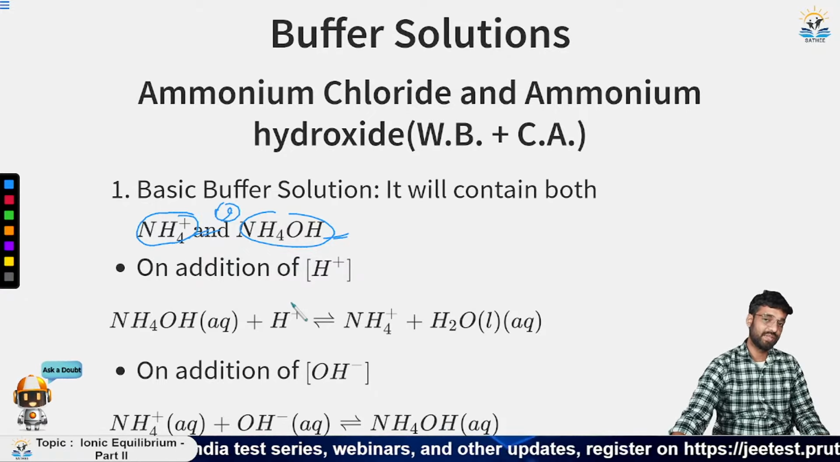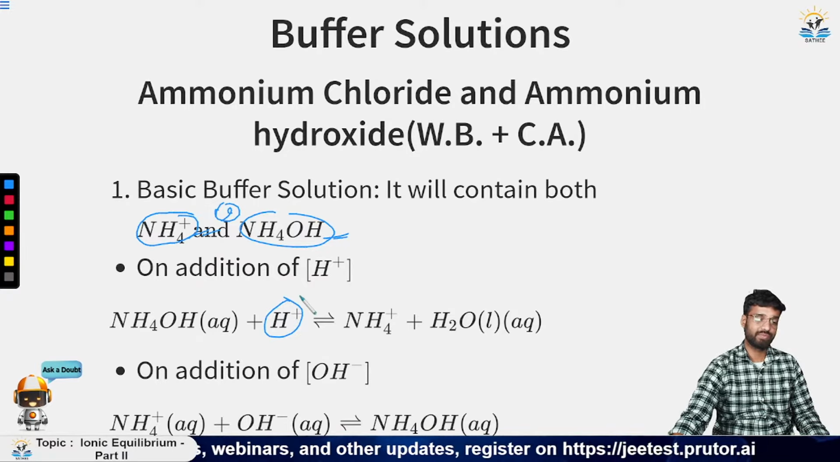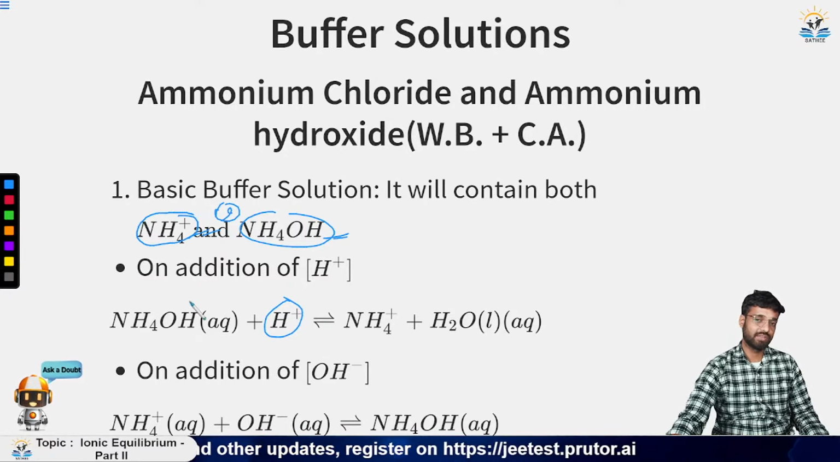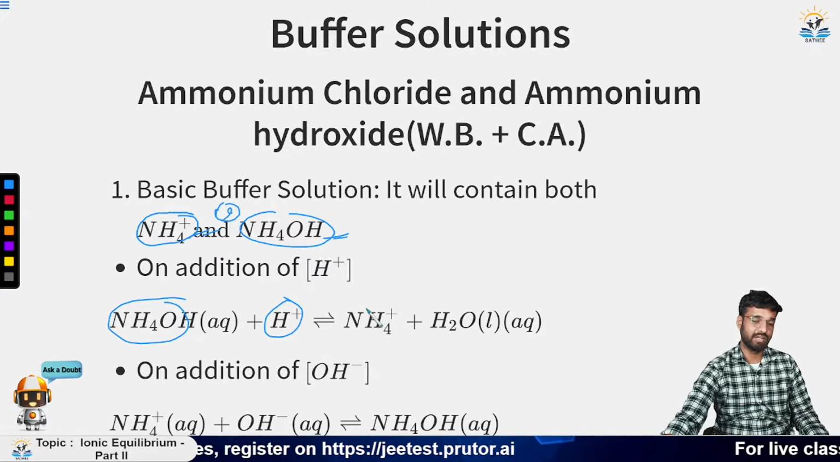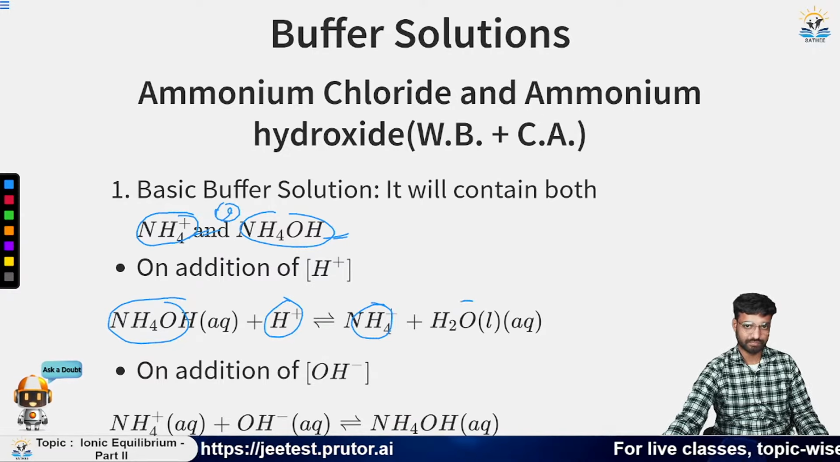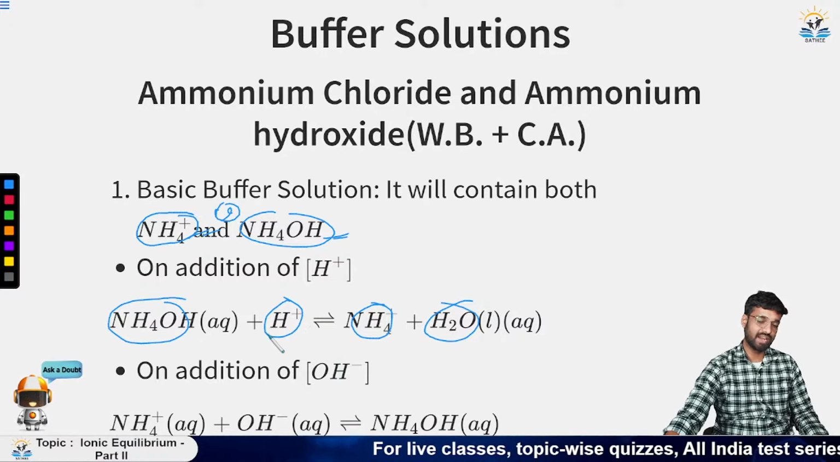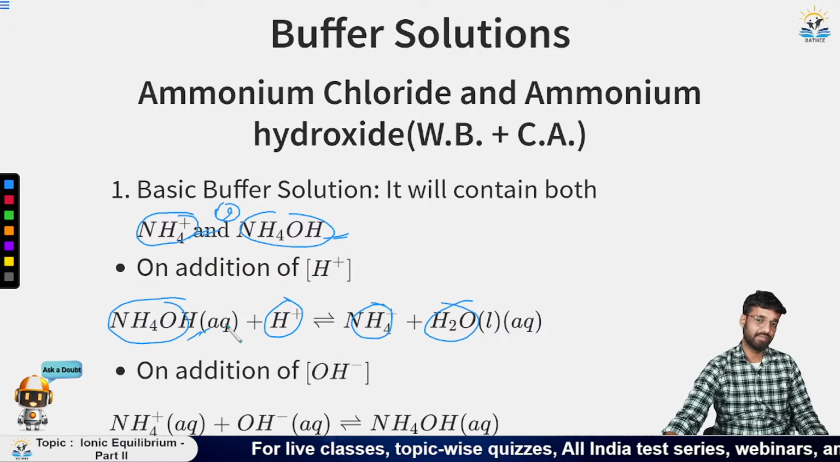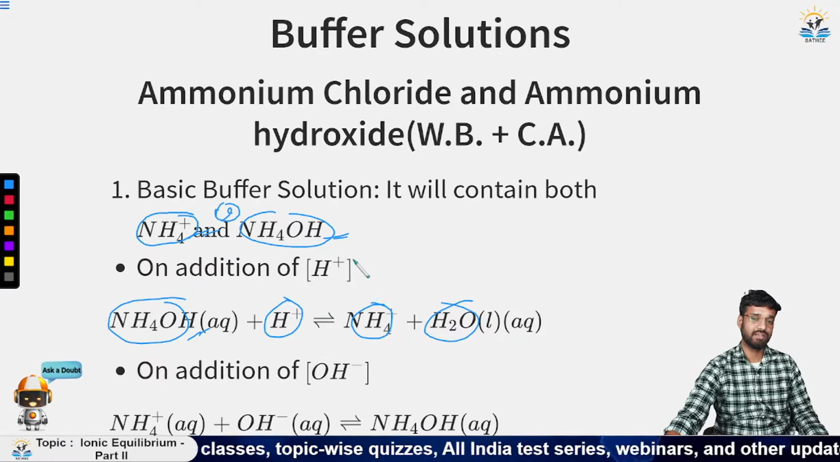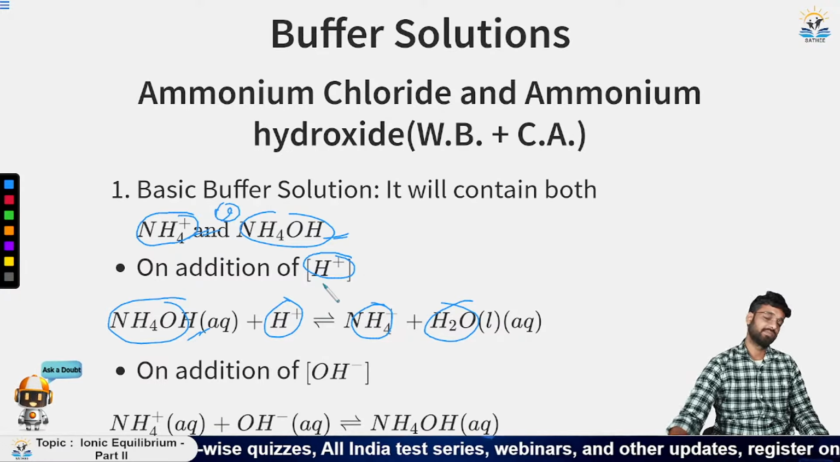Now we have added H plus to this. The same thing happens: since NH4OH is a base, it will react with the acid and give NH4 plus and H2O. We can see here again that the H plus that we have added is consumed by the NH4OH, and we do not see any change in the H plus concentration.